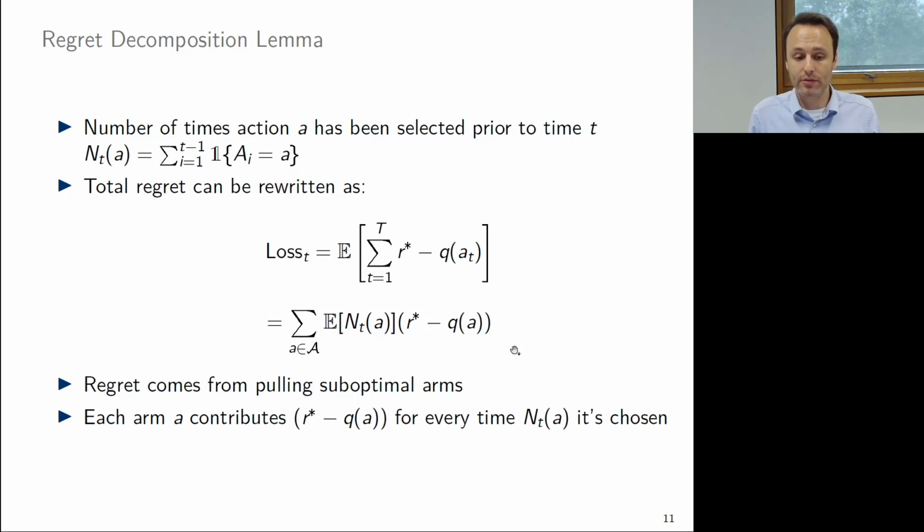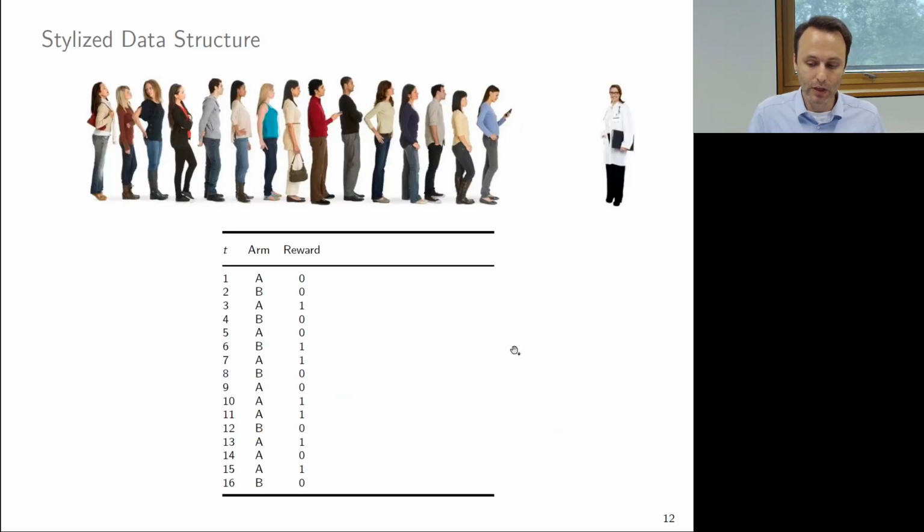Now this holds more generally and is going to turn out to be useful. And here you see that we can rewrite the formula that we have seen before for the loss, just in terms of the sum over the arms instead of the sum over the periods. And in this rewritten formula, we see that the expected number of times we play each arm is decisive for how much regret we have.